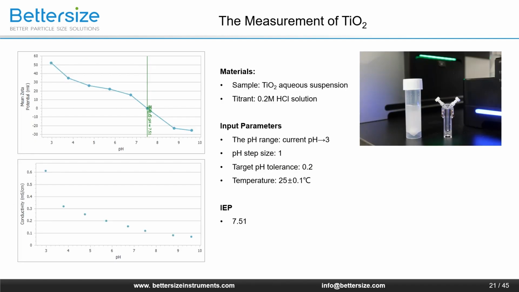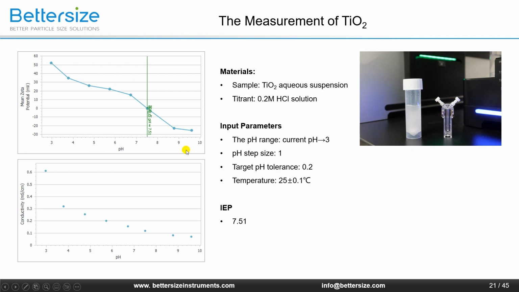Here is a case for measuring titanium dioxide with BeNano and BAT-1 Autotitrator. The sample was titanium dioxide aqueous system, and the titrant is hydrochloric acid. The titration range was set from the current pH to 3, and the pH step size was set to 1. The tolerance was set to 0.2. When the test was complete, we got the zeta potential curve like this. It contains 8 pH points.